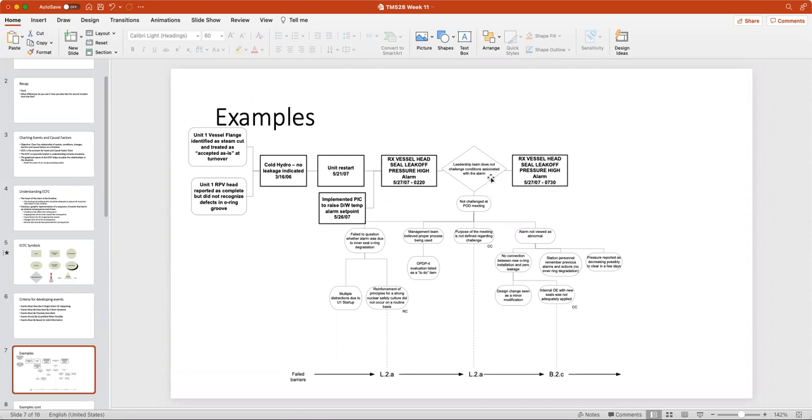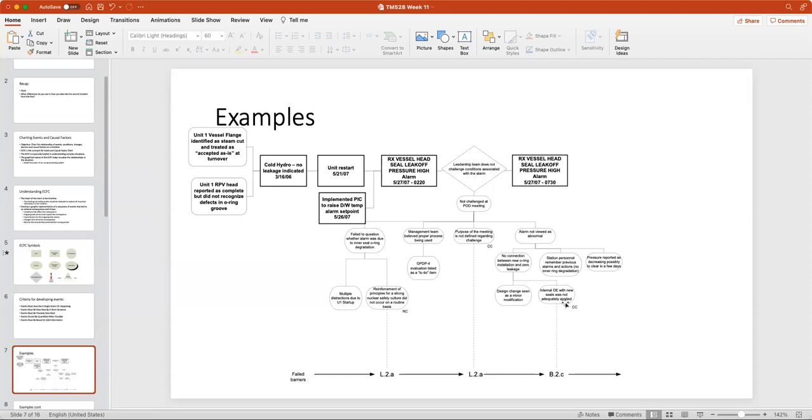If this is your inappropriate action, leadership team does not challenge conditions associated with the alarm. It was not challenged at the plan of the day meeting. Why not? You failed to question whether the alarm was due to an inner seal O-ring degradation. Management team believed the proper process was being used. Purpose of the meeting is not defined regarding challenges. Alarm not viewed as abnormal, which is a weird one, right? And then you chase these down. This RC right here is where you get a root cause. The further you go down, your root cause will be at whatever your lowest level is.